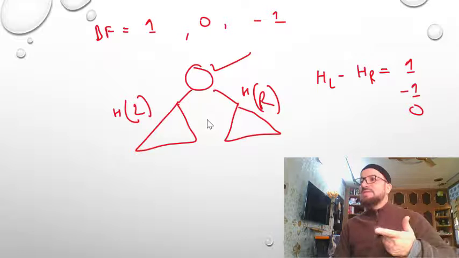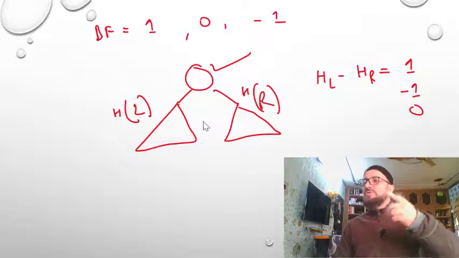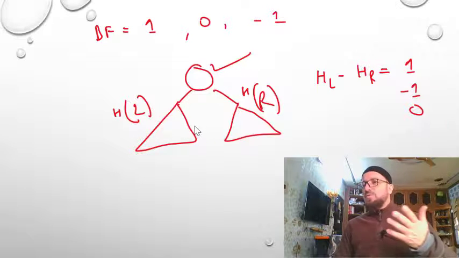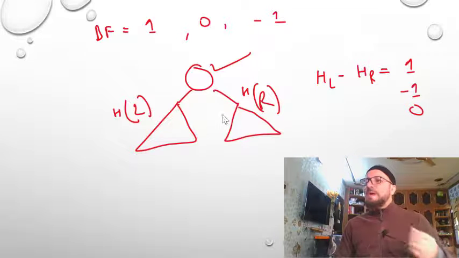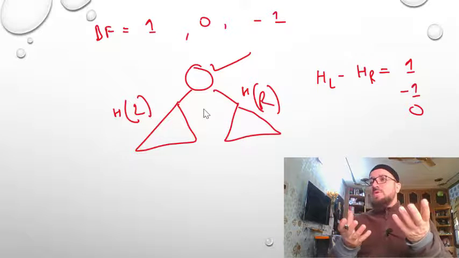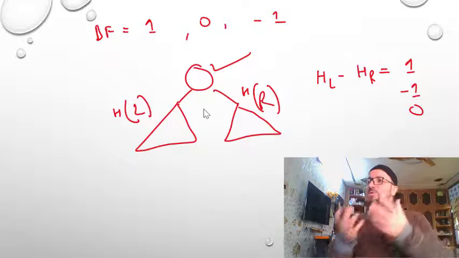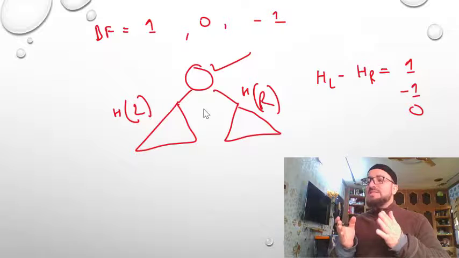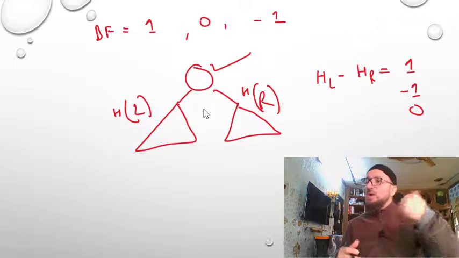So we will balance it by rotation. We will see how we do the rotation. But why are we doing that? To remove that skewness, so that our complexity will be O(log n), not O(n).